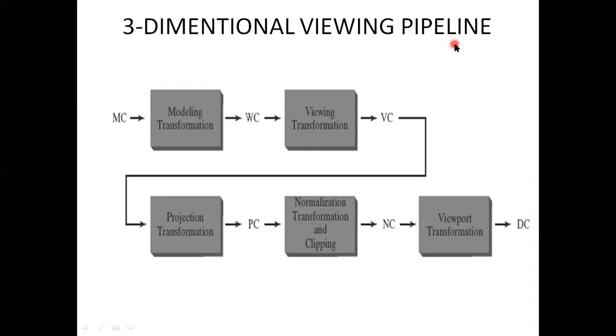Okay, fine. As we have seen in the previous viewing pipelines, there are 5 steps. First is modeling transformation, next is viewing transformation, next is projection transformation, next is normalized transformation, last one is viewport transformation. Okay, first let us see what is modeling transformation. Modeling coordinates are fed to modeling transformation.